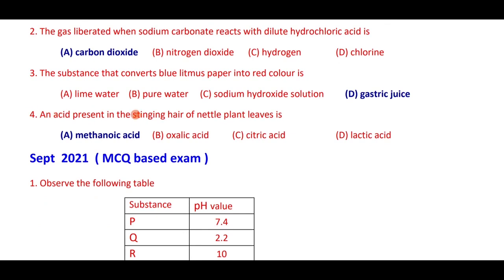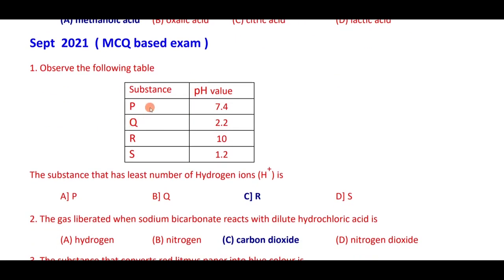An acid present in a stinging ear of nettle plant leaves is methanoic acid. Observe the following table. pH value: P 7.4, Q 2.2, R 10, S 1.2. The substance with the least number of hydrogen ions: the higher the value, the fewer the hydrogen ions. That is option R. Substance R has the least number of hydrogen ions.